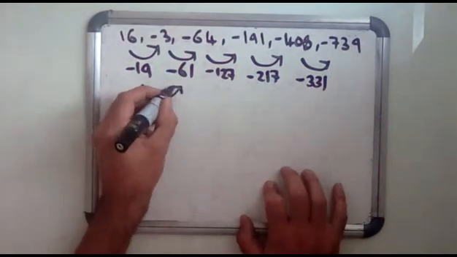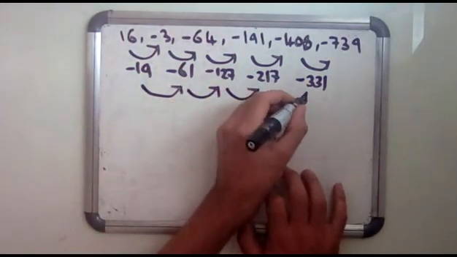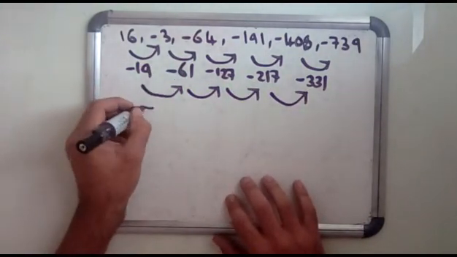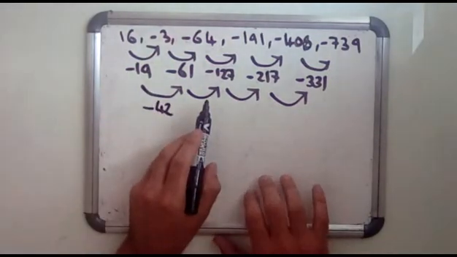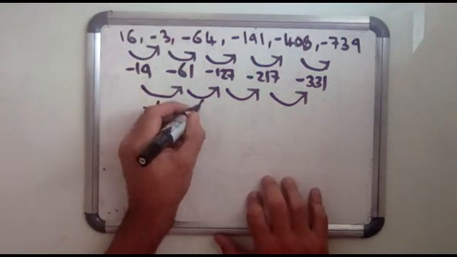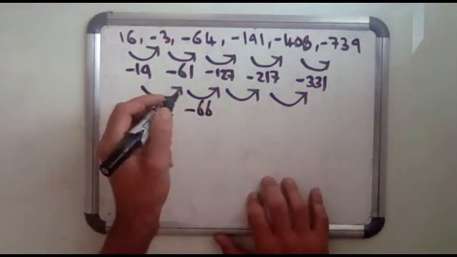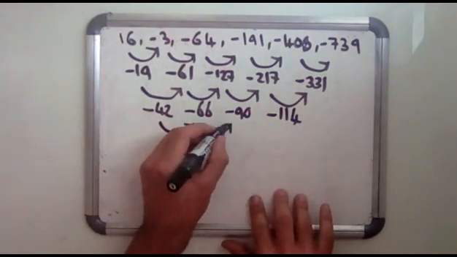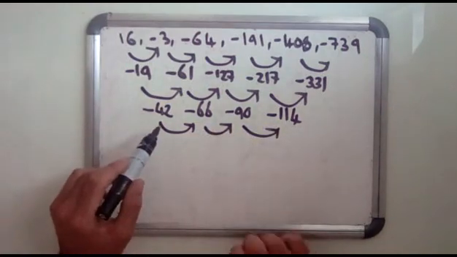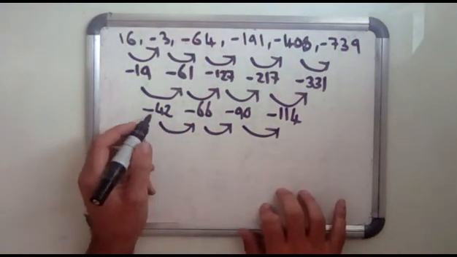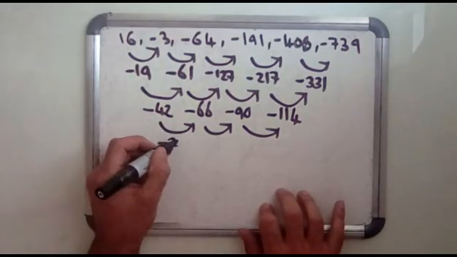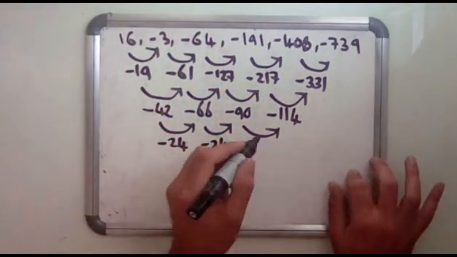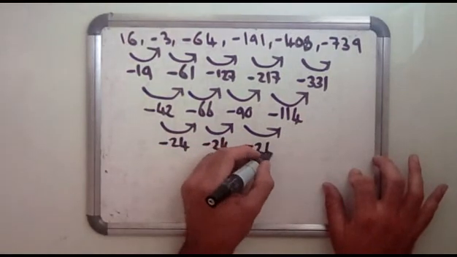Okay, the second difference. So that was the first difference. There's definitely no pattern so far. For the second difference, -61 minus -19 is -42. -127 minus -61 is -66. And then we carry on, -90 and -114. Then if we take the differences between the second differences, you should end up with -66 minus -42 is -24, as is -90 minus -66, -24, as is -114 minus -90, -24.